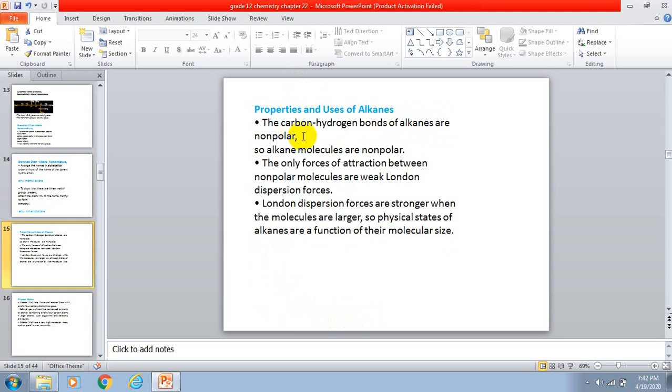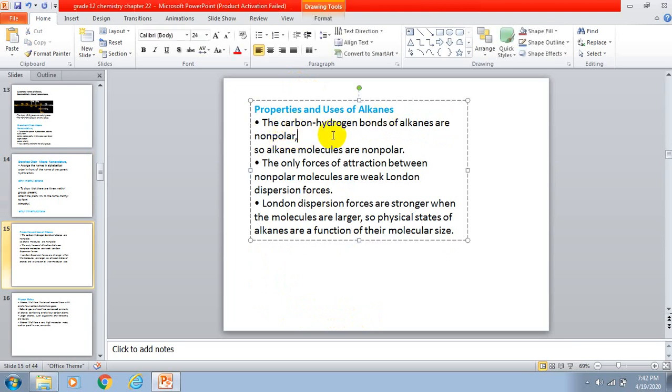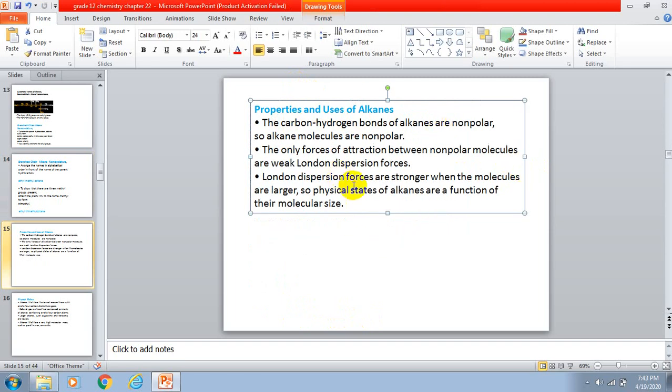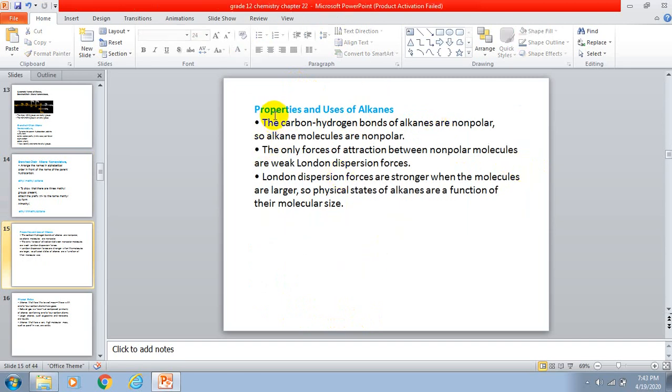Properties and uses of alkanes. The carbon-hydrogen bonds of alkanes are non-polar. There is no polarity at all, of course. They are just bonded to each other, covalent in nature. So alkane molecules are non-polar. The only force of attraction between non-polar molecules is weak London dispersion forces. London dispersion forces are stronger when the molecules are larger. So the physical states of alkanes are a function of their molecular size.